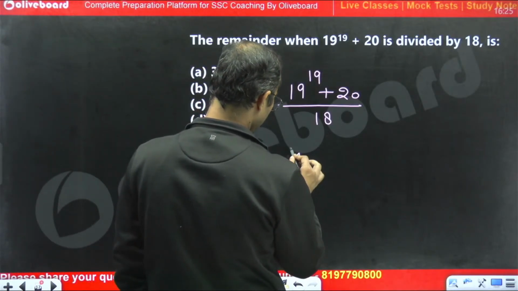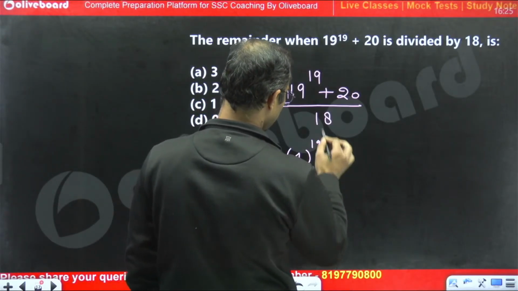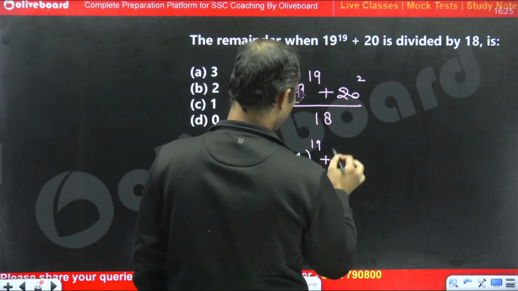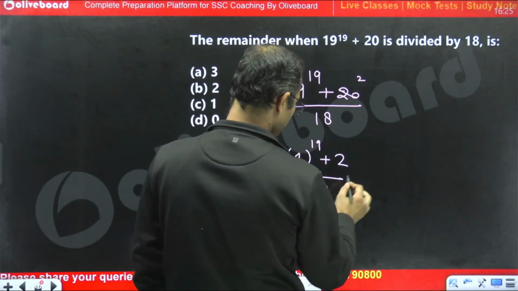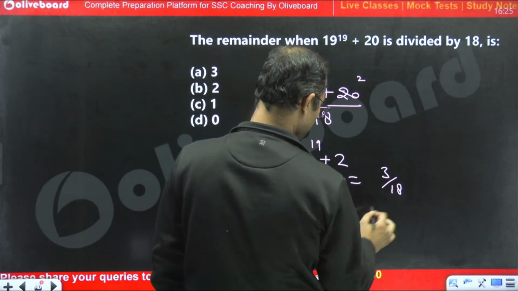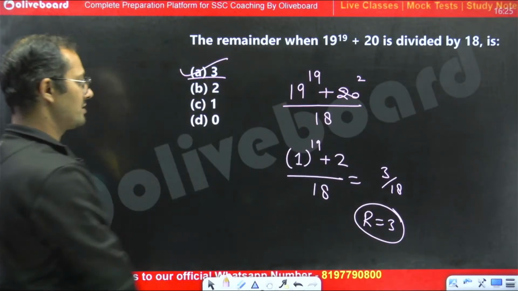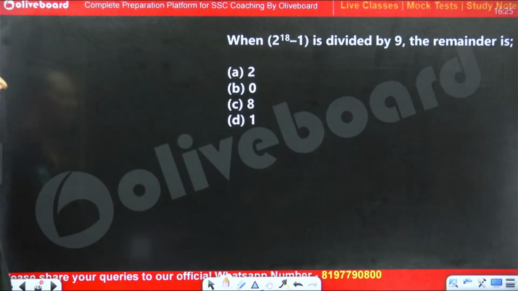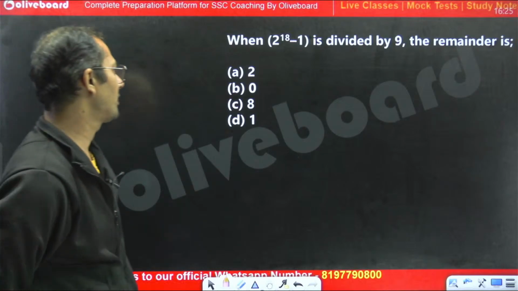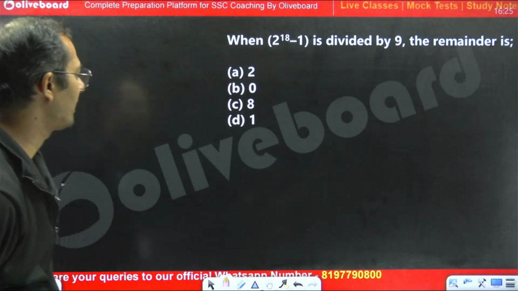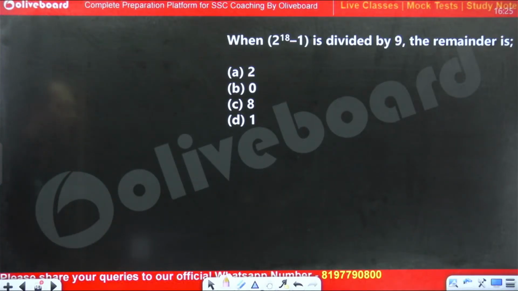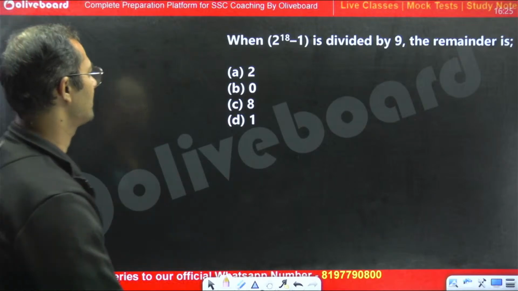See, so we can write it as 1 to the power 19 plus 2 by 18, here the remainder is 2. So simply 3 by 18. So the final remainder is what? 3. So 3 is the right answer. Option A is the right answer. So tell me the remainder of this. When 2 to the power 18 minus 1 is divided by 9, then the remainder is.